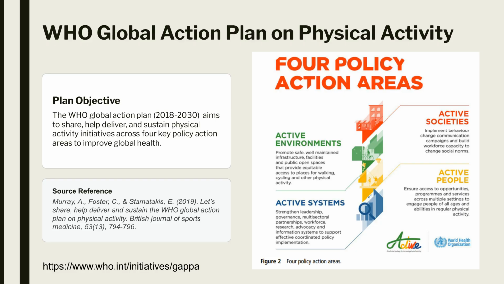The plan outlines 4 strategic objectives and recommends 20 policy actions that can be applied across countries. These actions address multiple determinants of physical inactivity, including cultural, environmental, and individual factors. A key feature of this plan is its emphasis on a systems-based approach.